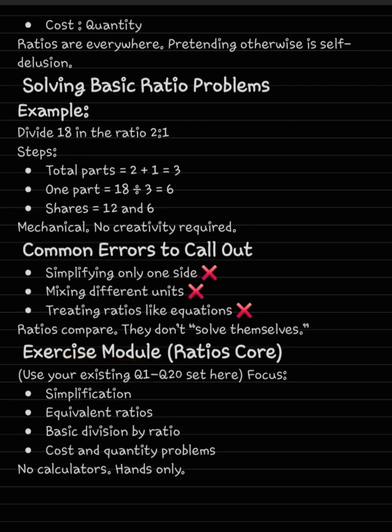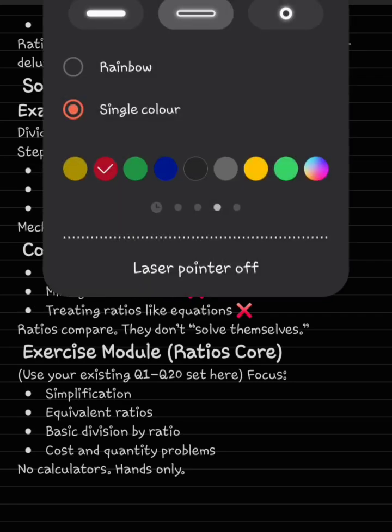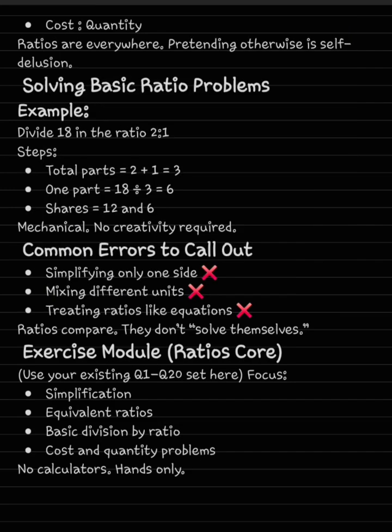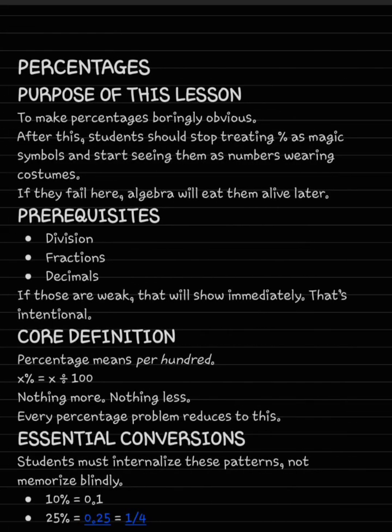Exercise module. It is now time to apply these standards to your own work. Please focus your attention on the first 4 challenges. Question 1. Simplify the ratio 10 to 15. Question 2. Generate an equivalent ratio for 3 to 4 by multiplying both terms by 3. Question 3. Divide the total of 20 into a ratio of 3 to 1. Question 4. Solve a cost and quantity problem. If the ratio of red balls to blue balls is 2 to 5, and there are 10 red balls, calculate the corresponding number of blue balls.